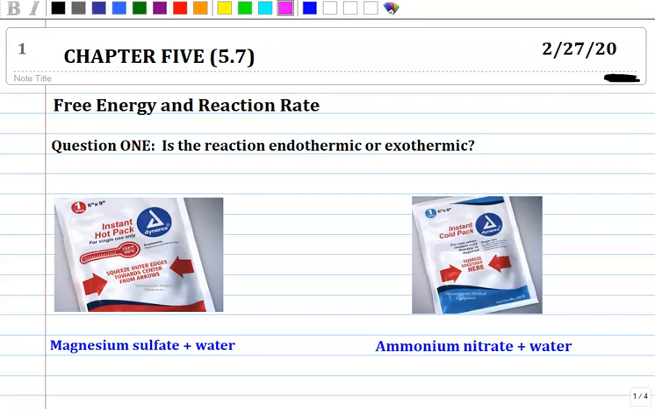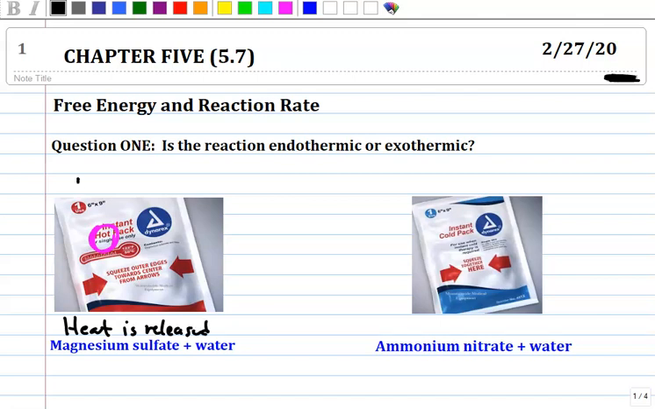With endothermic, energy will be required or absorbed in the reaction. Exothermic, energy is released. What are some great examples of this? Well, if you take a hot pack, inside the hot pack is magnesium sulfate and water. And when you mix those together by crunching up or squeezing and mixing the contents of the hot pack, heat is going to be released. And so in this case, heat is released.